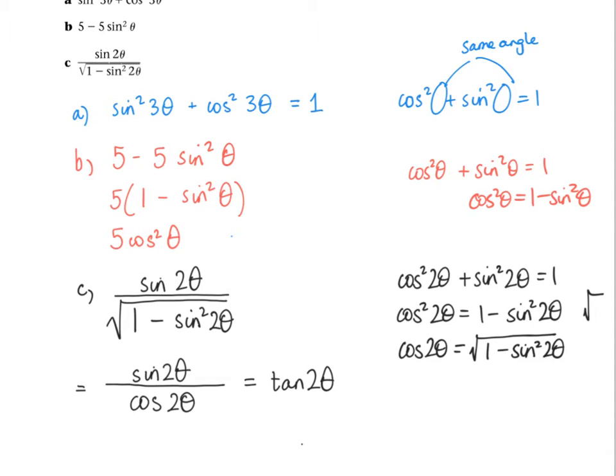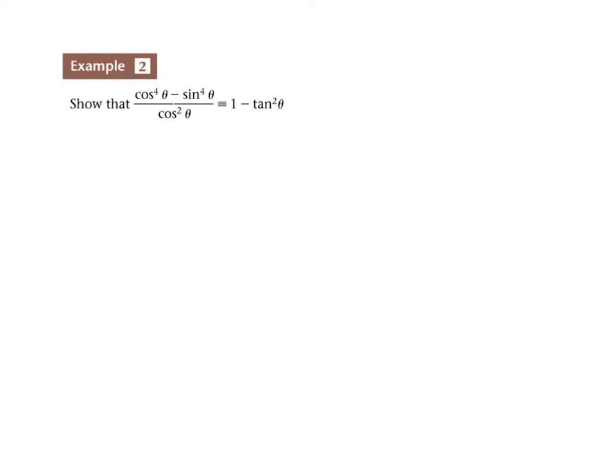Moving on to the next page, we've got example 2, and we've got to show that the fraction on the left hand side is equal to 1 minus tan squared on the right hand side. You'll notice that we have 3 lines here, and that is the identity symbol, exactly equal to.